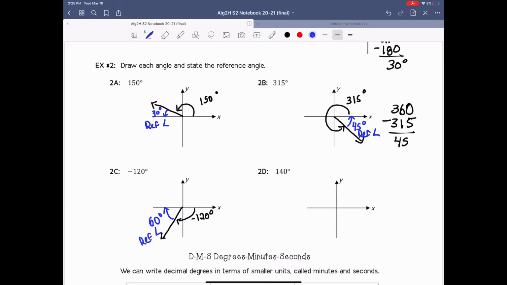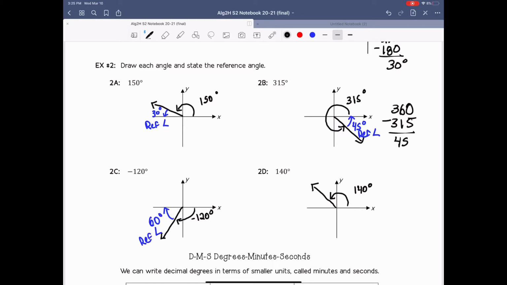So that's just going to be positive 60 degrees from the terminal side to the x-axis. All right, and then 2D, we have 140 degrees. So once again, 140 is kind of like in the middle between 90 degrees and 180 degrees. So I'm gonna say 140 is right about here. Okay, so if 140 is right about there, from the initial side to the terminal side, that's 140.